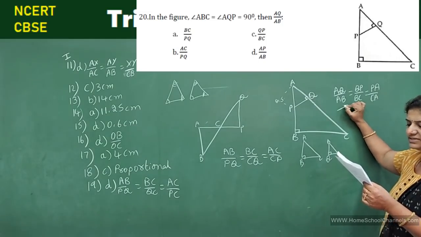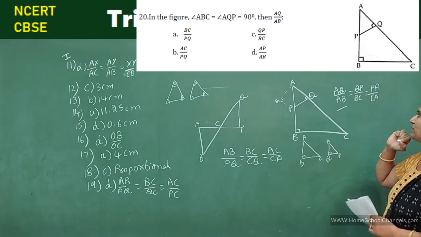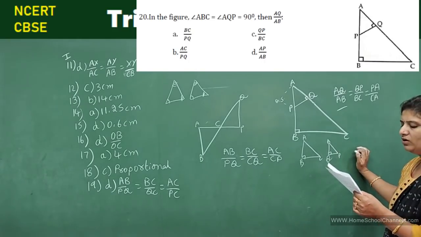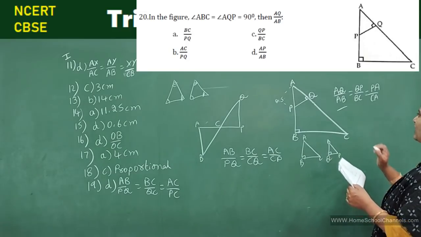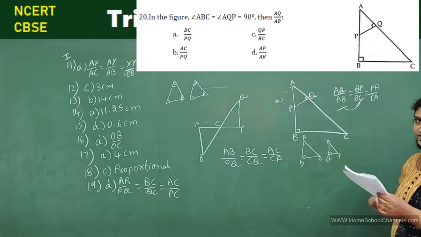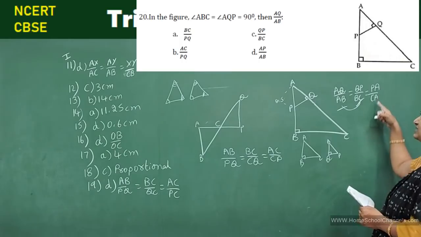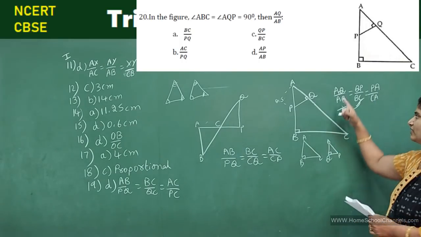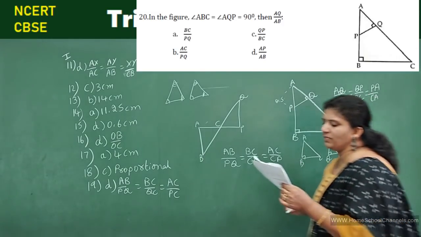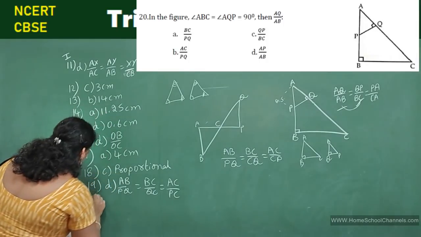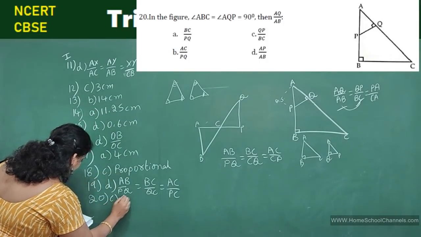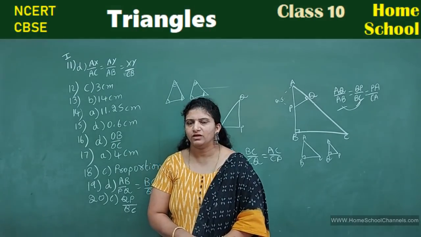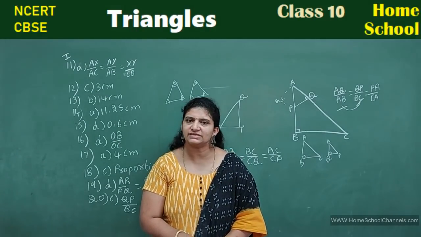The options: AQ by AB is equal to, is it BC by PQ? No. Option B, AC by PQ? No. Option C, QP by BC. Yes, this is the right answer. If in your options this ratio is given, then that is the right answer. Is this clear? So AQ by AB equal to QP by BC. That is, your answer is option C, QP by BC. Okay. So with this, 20 questions from triangles are completed.